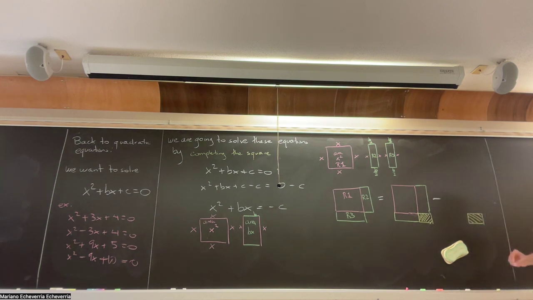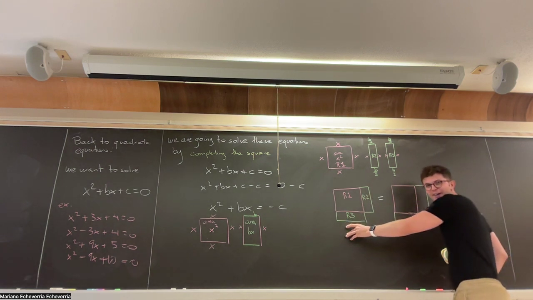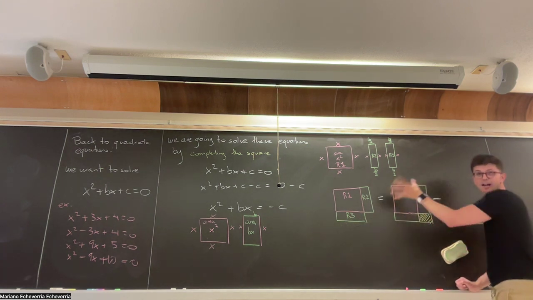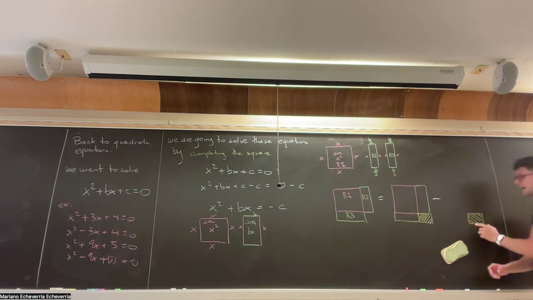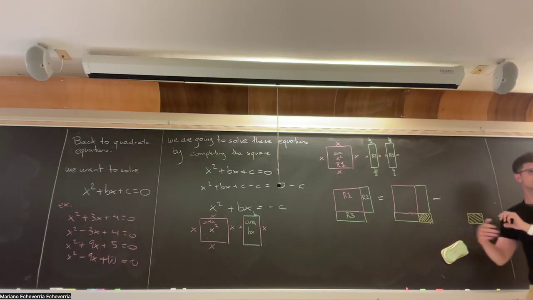So what this is asserting is that the area that I have here is the same as the area that I have with the completed square minus the area that I had to add to fill out the gap. Is that making sense, in terms of the areas?